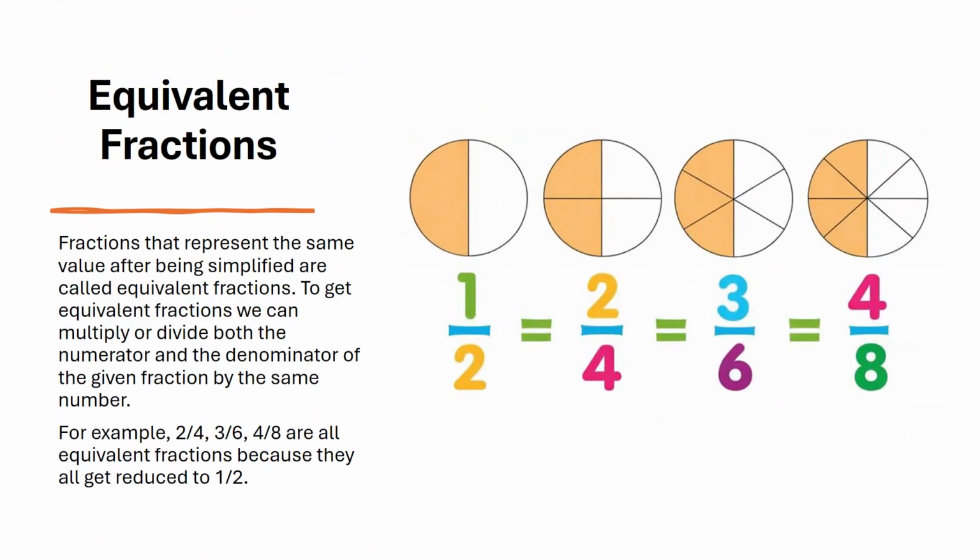Equivalent fractions represent the same value after being simplified. To get equivalent fractions, we can multiply or divide both the numerator and the denominator by the same number. For example, 2/4, 3/6, and 4/8 are all equivalent fractions because they all get reduced to 1/2.